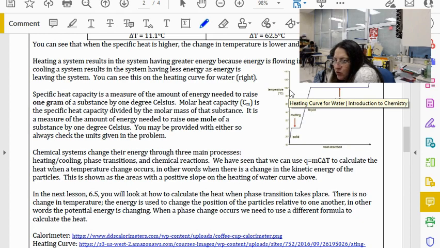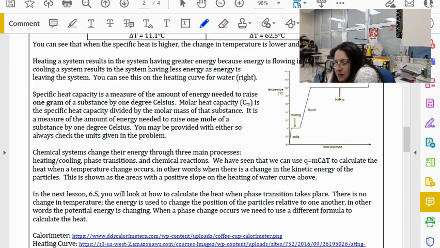So heating a system results in the system having greater energy because the energy is flowing into the system, while cooling a system results in the system having less energy as energy is leaving the system. You can see that with this heating curve. Okay, and then if we flipped it around, it would be your cooling curve.